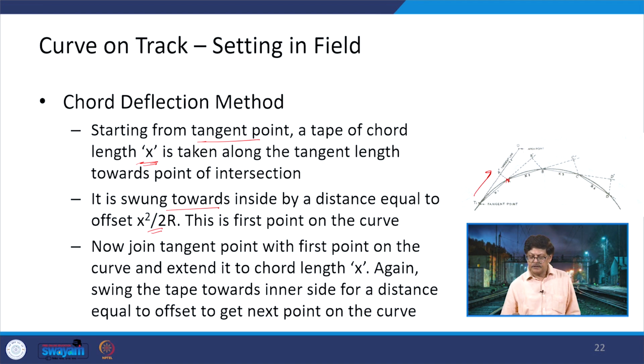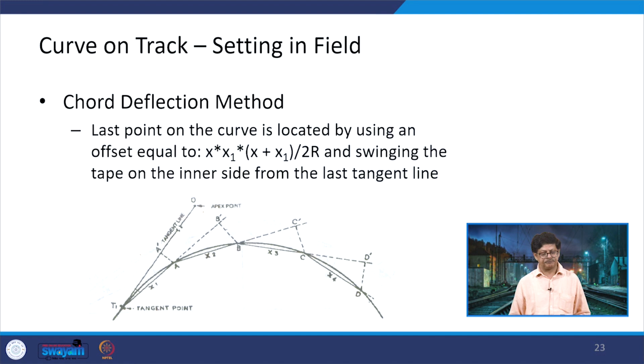Now, we join the tangent point with the first point and extend it, and on this extension again we take the distance x from this point. Now, this becomes our tangent, and then again we swing it from here. So, we will get another point. So, now join the tangent point with the first point on the curve, extend it, take a distance x on it and swing the tape towards the inner side, so as to get another point, and then it keeps repeating in this form and we get the different points on the curve.